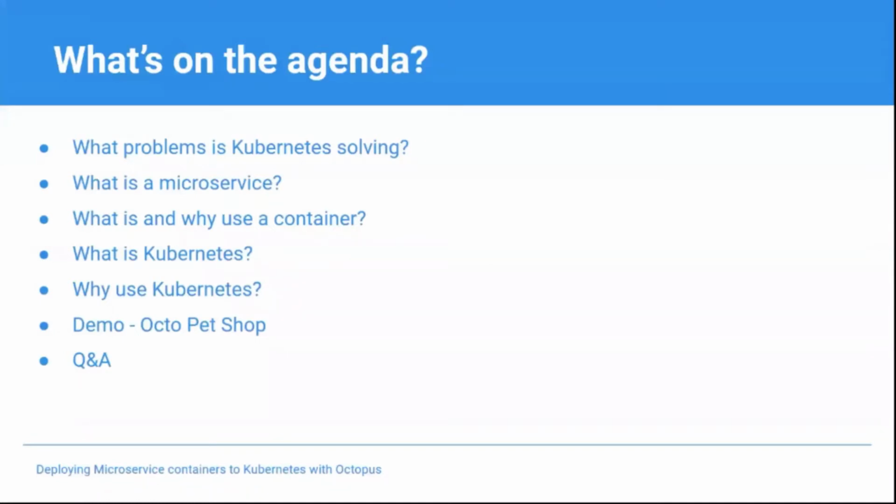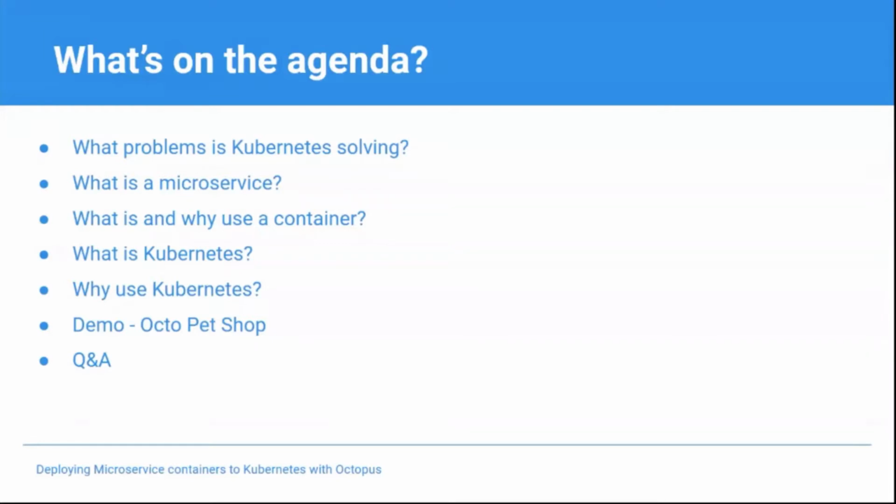What's on today's agenda? We're going to start by trying to talk about the problems that Kubernetes is actually solving. Then we'll jump in and talk about what is a microservice. And then we're going to talk about what is and why use a container. Then after that, it'll be what is Kubernetes and why use Kubernetes. And Sean is going to do a demo today on Octopus Shop.